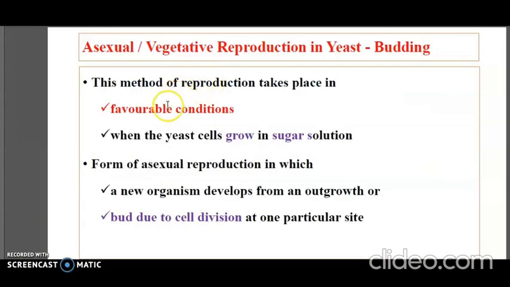The budding only takes place in favorable conditions and when the yeast cells are grown in sugar solution. And it is a form of asexual reproduction in which a new organism develops from an outgrowth or bud due to cell division at one particular site.